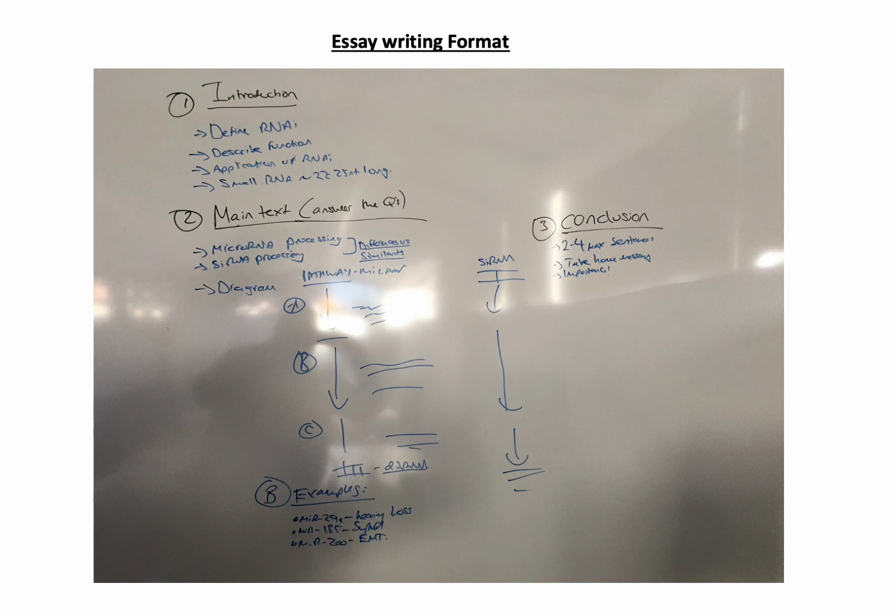Part B of section 2, the main text, is answering the question, which is examples of different types of mutations for microRNA. Here I've given 3 examples already. You don't have to use these, but you can use others.